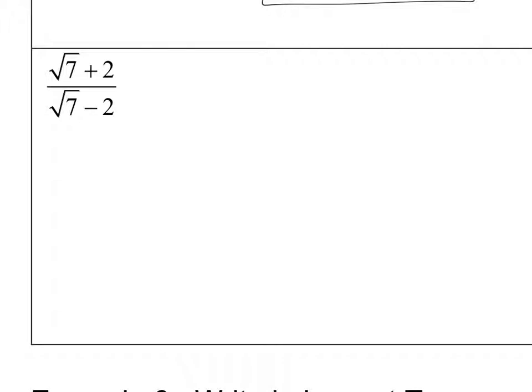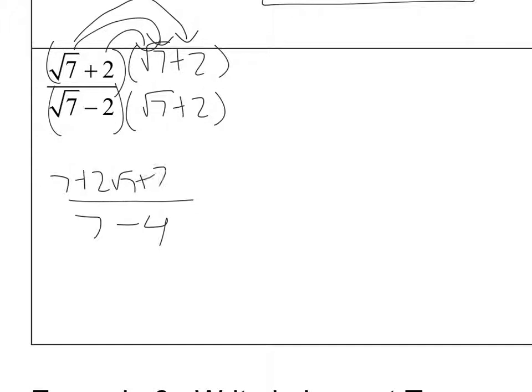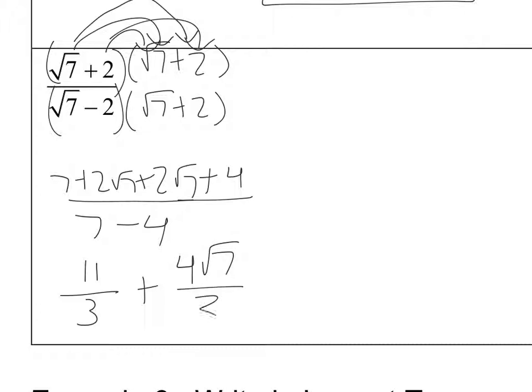So here we have square root of 7 plus 2 times square root of 7 plus 2. Now here, be careful. The bottom, you can still just go 7 minus 4. You can still just do the first two and the last two. But see, these are the same, so you've got to make sure you do everything for the top. So that's 7 plus 2 square root of 7 plus 2 square root of 7 plus 4. So we have 11 over 3 plus 4 square root of 7 over 3.